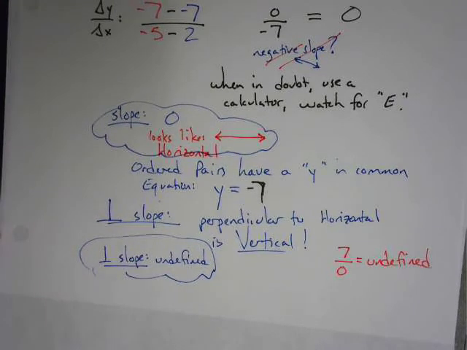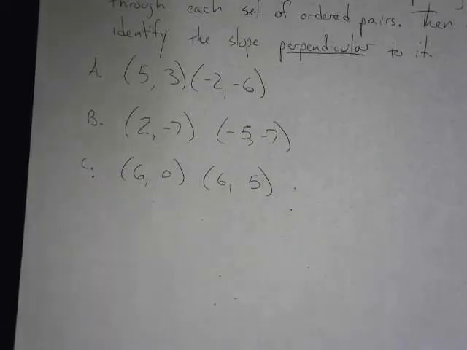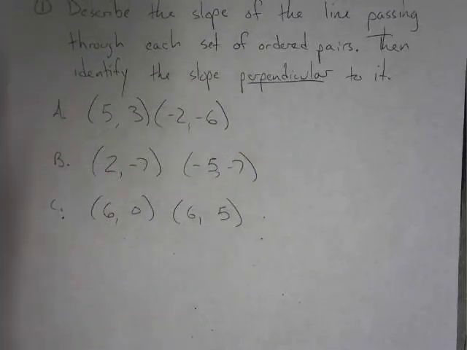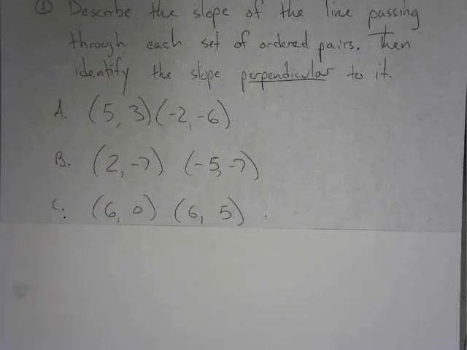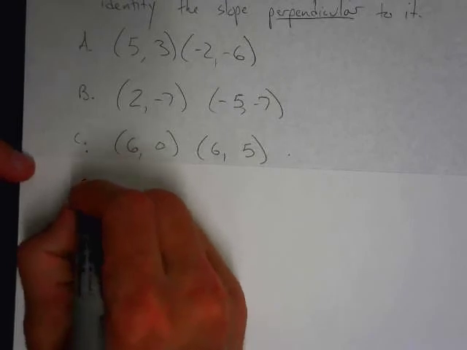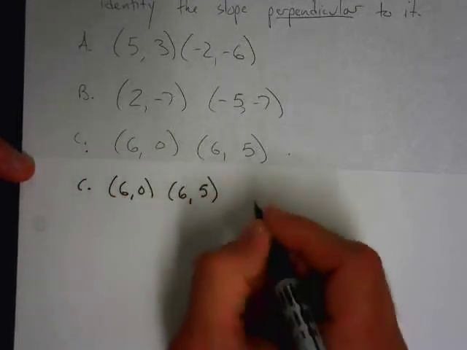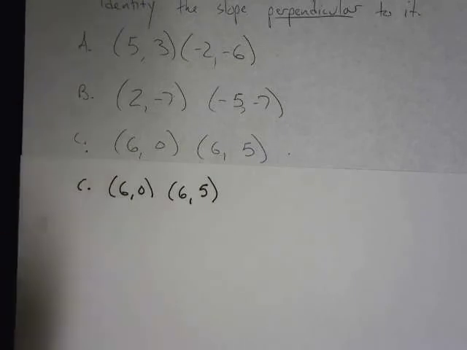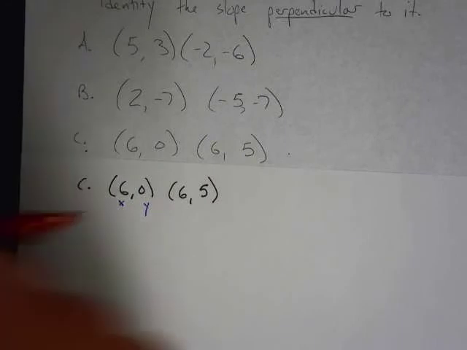Let's test your knowledge. So let's take a look at the third ordered pair. And again, if you know what you're looking for, you already know the answer. If you don't know what you're looking for, do your homework and you will find, hey, I'm actually learning some things by doing my homework. Funny how that works. So now we have that third set of ordered pairs, 6, 0 and 6, 5.